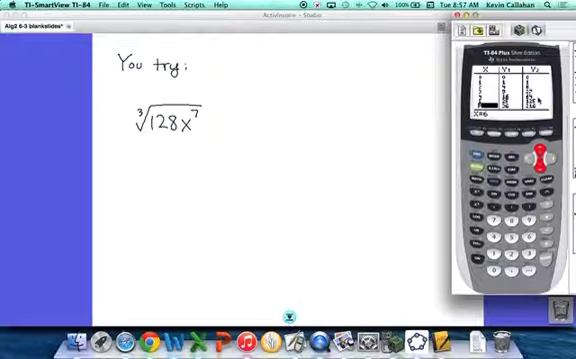And if you have trouble with the 128, move on to the x to the 7th and see whether you could figure out how much of that's going to simplify.